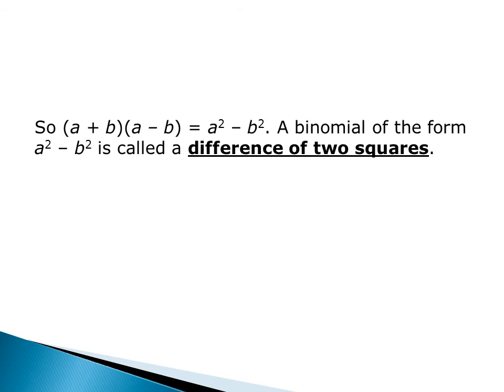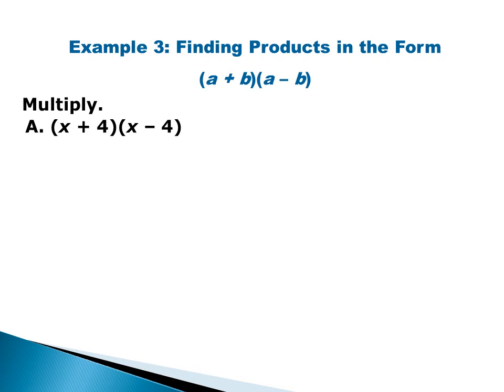So a plus b times a minus b will give you a squared minus b squared. Now, come on, remember this one, okay? This is a binomial of the form a squared minus b squared. It's called the difference of two squares. Why difference? Because it's a minus. Why squares? Because both a and b are squared. Okay, we are going over 10 minutes.